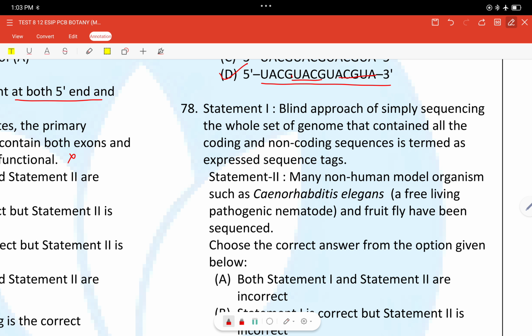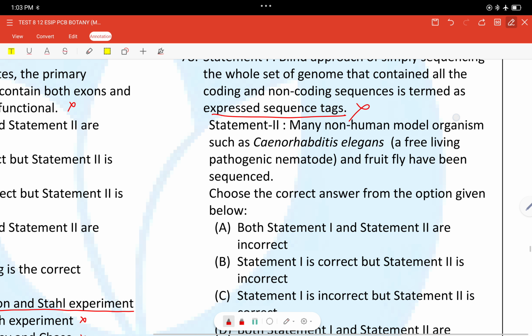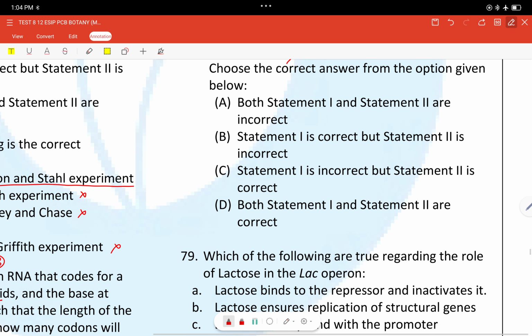Blind approach of simply sequencing the whole set of genome that contained all the coding and non-coding sequences is termed as sequence annotation and not expressed sequence tags. Many non-human model organisms such as Caenorhabditis elegans, a free-living non-pathogenic nematode and not pathogenic nematode. So this is also incorrect. So both statement 1 and statement 2 are incorrect.